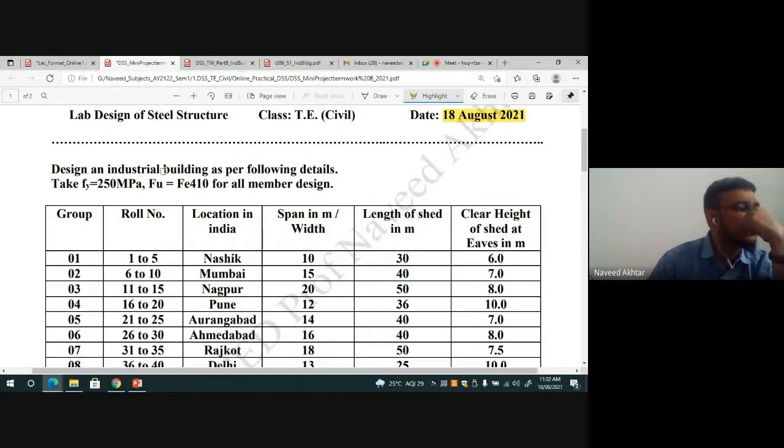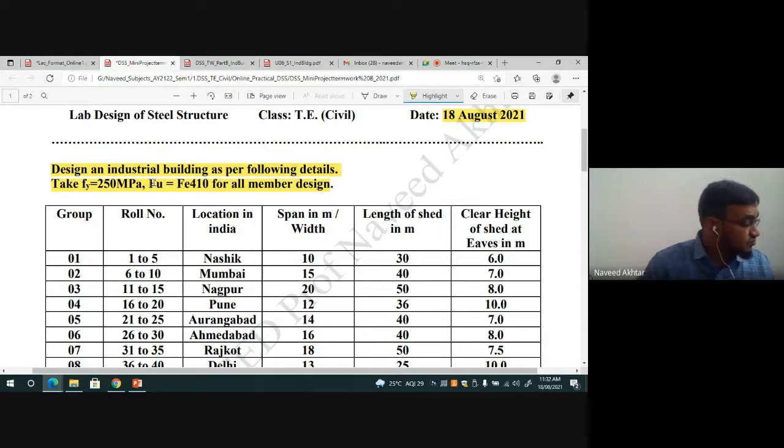Okay, so design an industrial building as per the following details. Locations are given. Why are locations given? Because they are needed for the wind pressure calculation. There is self weight on the structure, dead load and live load, and also the effect of wind is there on the steel structure, and we have to design for the worst combination. Here you are going to take Fy 250 MPa, Fu is 410.